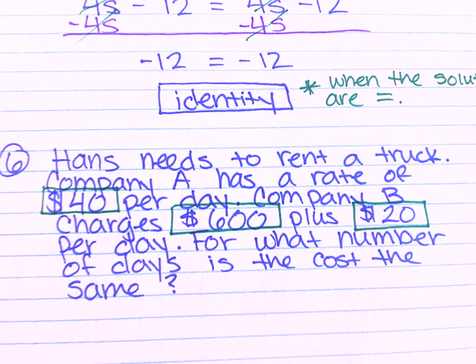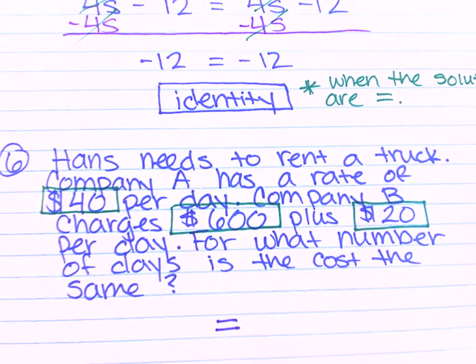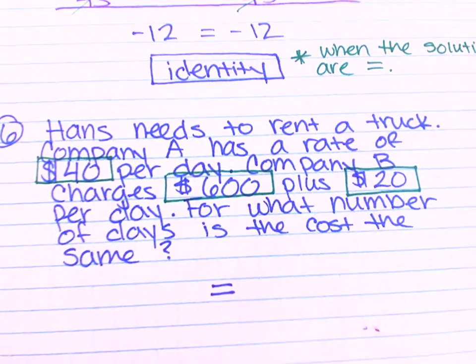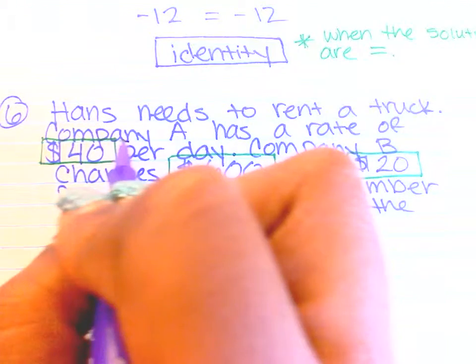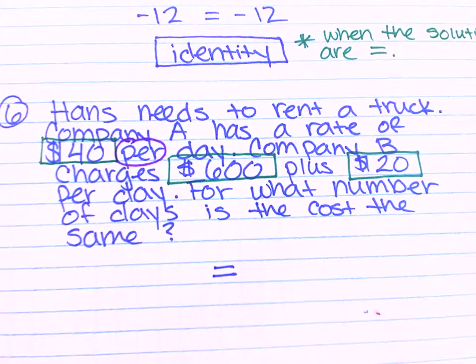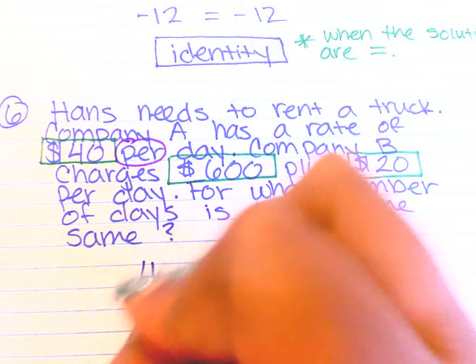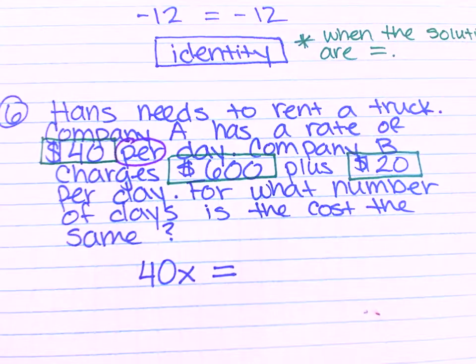Now, there are two companies. So I'm going to write the first company on one side of my equal sign. So I'm going to draw an equal sign down here. And I'm going to write the second company's rate on the other side of the equal sign. So the first company says it's $40, and this is your key word, per day. I mean, for the variable. So $40 per day. I'm going to use X. When you see per, it tells you that's where the variable needs to be.